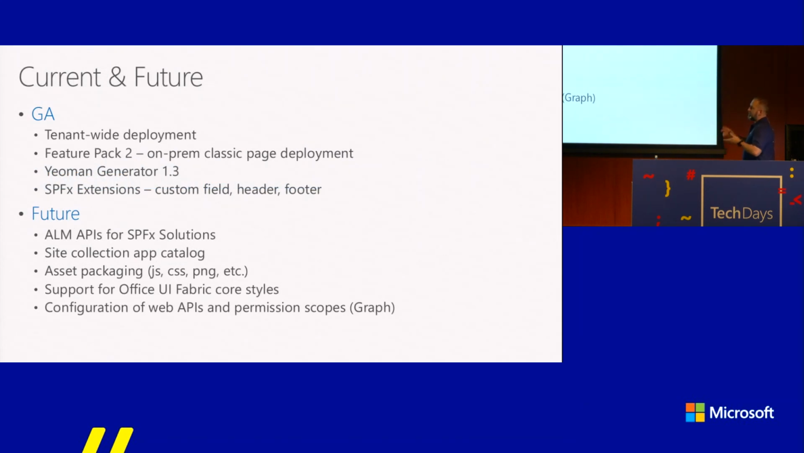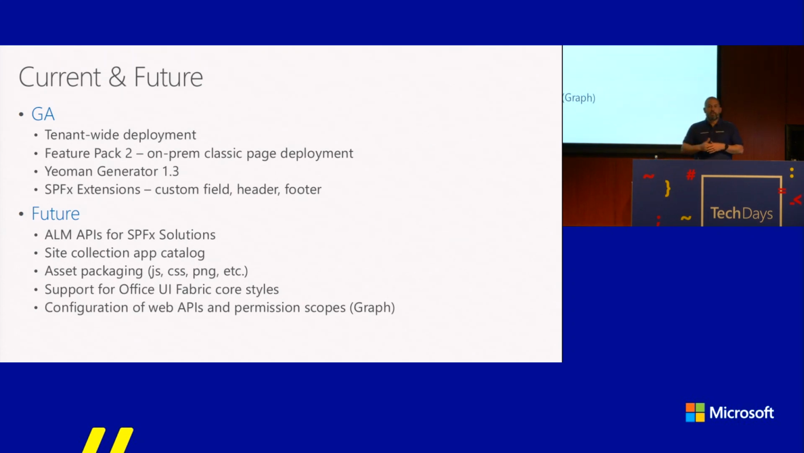This is a slide I just threw together really quickly based on what was announced at Ignite recently. So in general availability, tenant-wide deployment for SharePoint Framework client-side web parts and for extensions. Like I said, Feature Pack 2 gives us on-premise classic page deployment. So our new web parts that we build with SharePoint Framework will work on classic pages, not just on modern pages with Feature Pack 2.